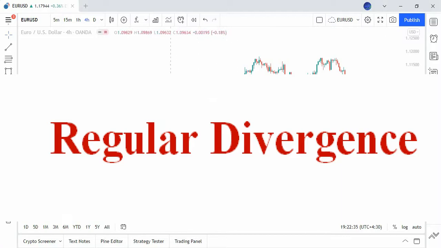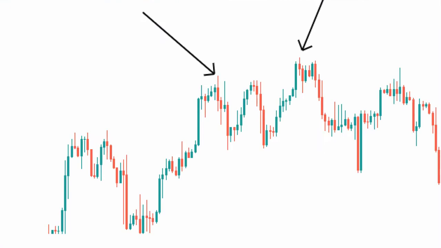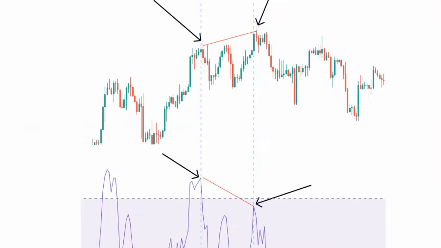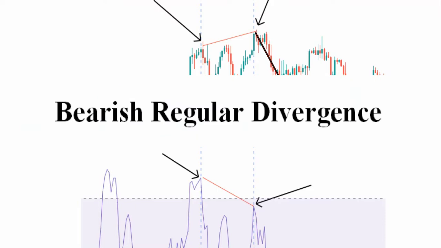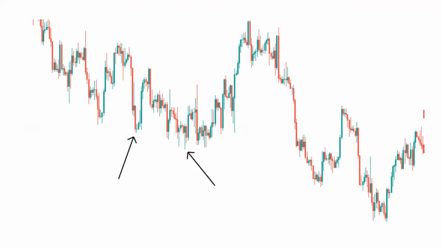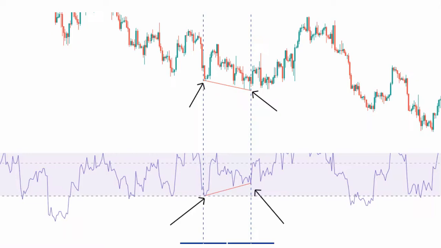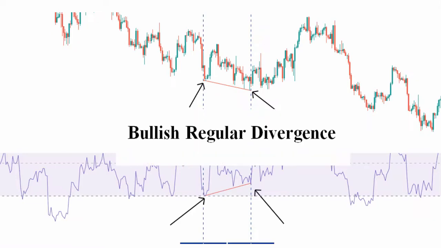Regular divergence. When there are higher highs in an uptrend, but through indicators, lower highs exist on the chart, therefore bearish regular divergence we have. And if we have lower lows on price chart, but indicator shows higher lows, so bullish regular divergence we have.